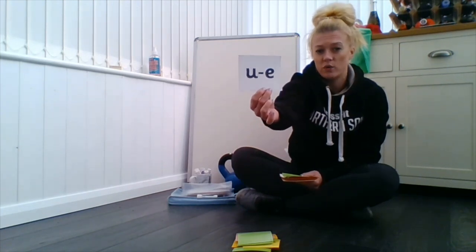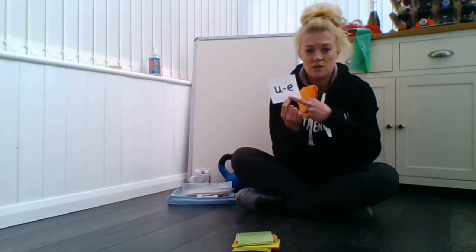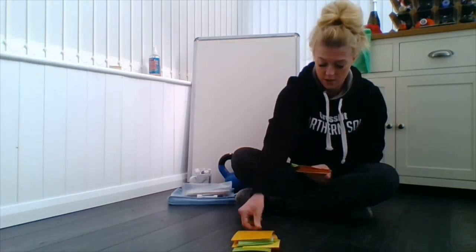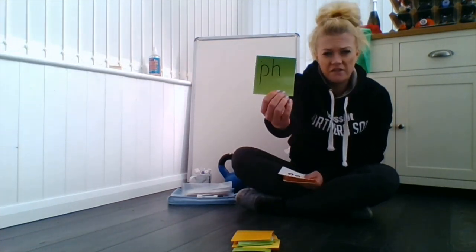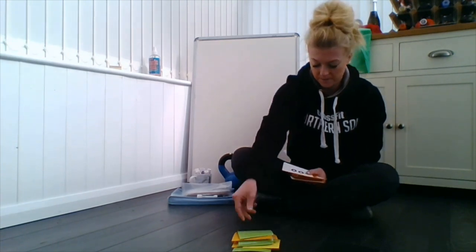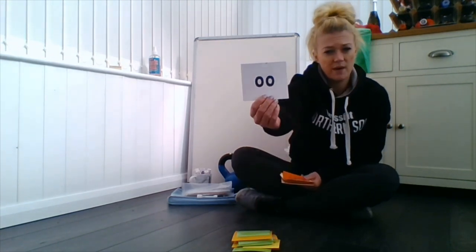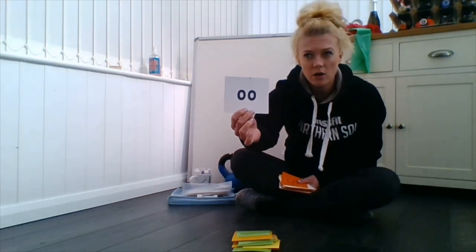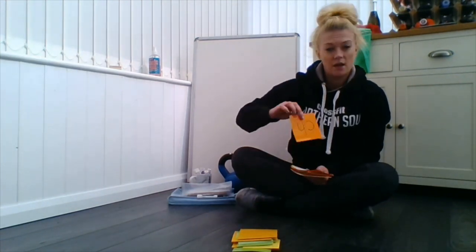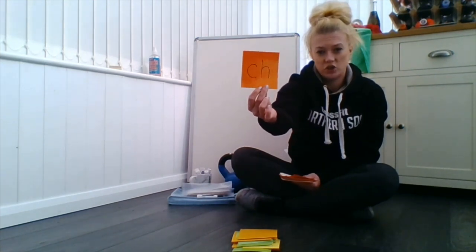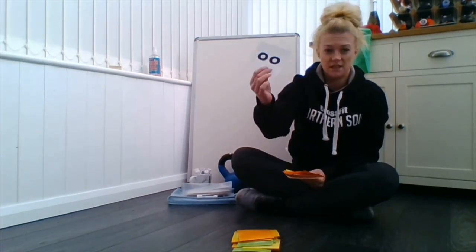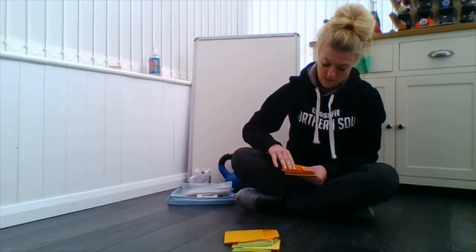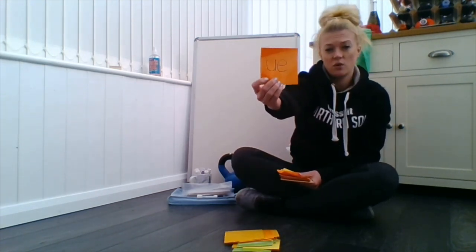U or oo. Again, split digraph. Notice the line in the middle, that's your split digraph. So it's U or oo. Now this can be O or oo when we do this action. O, oo. Ch, ch, ch. So this is the other one. O, oo. U or oo.